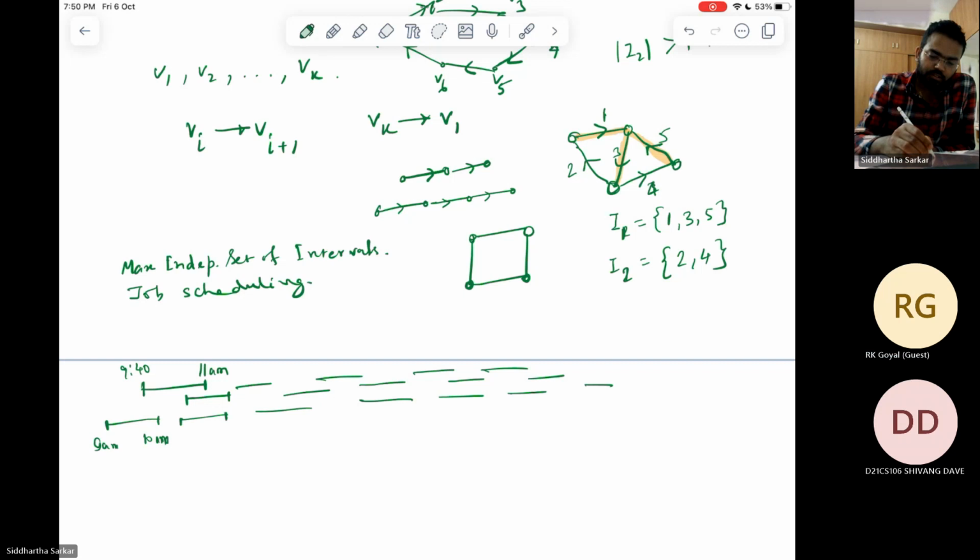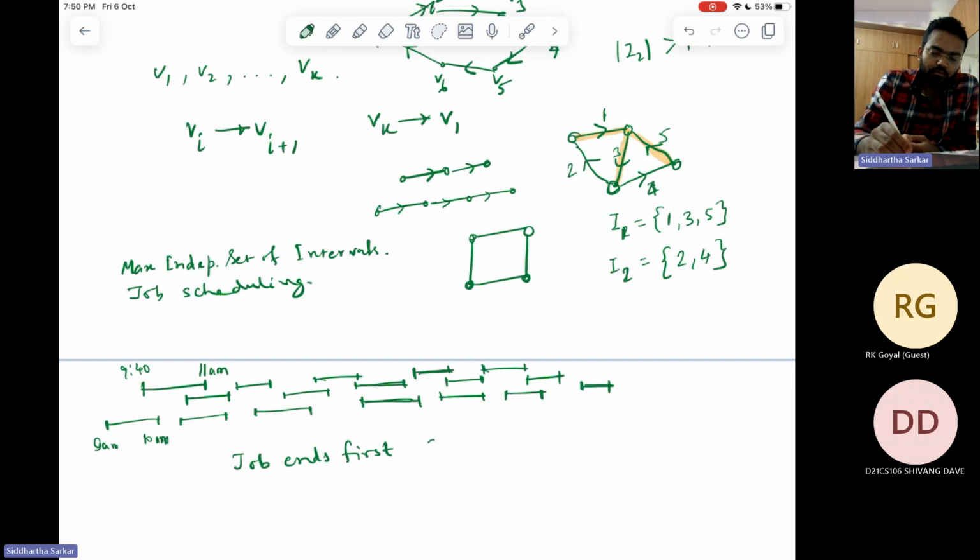In this case, what they identify is that whatever is the optimal solution, that is, the optimal set of jobs, the maximum set of jobs you can do, it is always possible to have one particular job in the optimal solution. And that job they identify to be the job that ends first. That is the greedy rule they use. So in this case, the job that is ending first is this. These are the start times and end times.